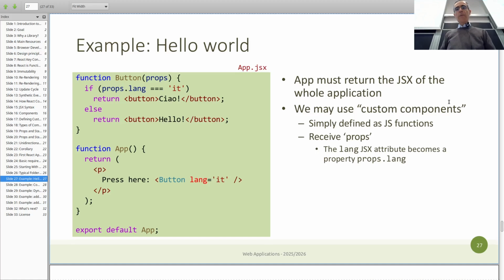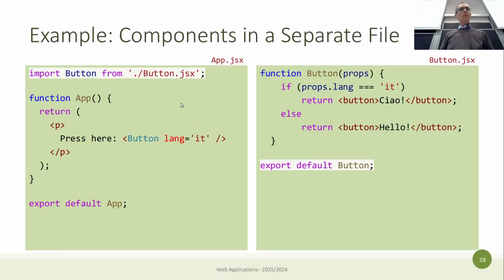Components in a separate file. We can move components out of the main file. Otherwise, we have a big App.jsx file, and that's not good, right? So import Button from Button.jsx, export default Button. So what you learned about modules here applies entirely as it is. Okay, they are actually modules, no difference.